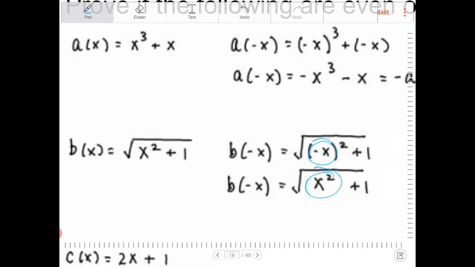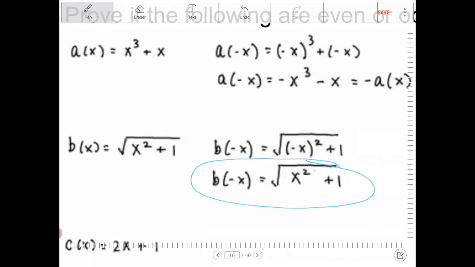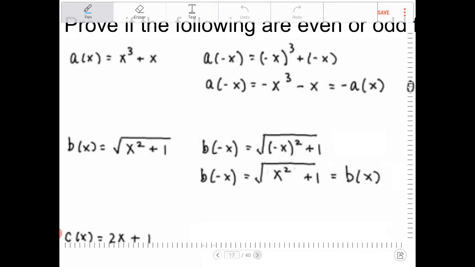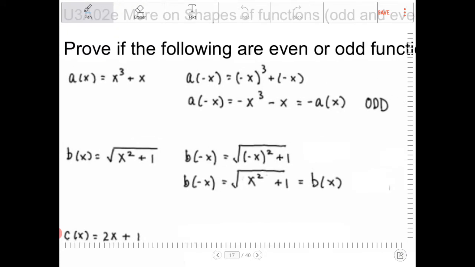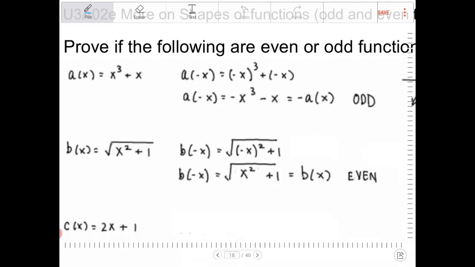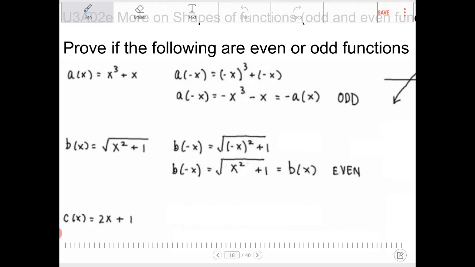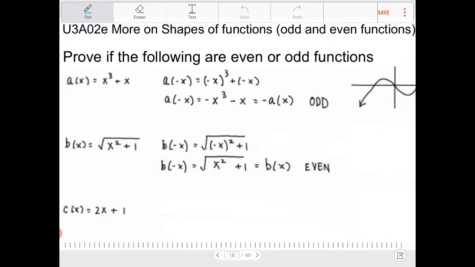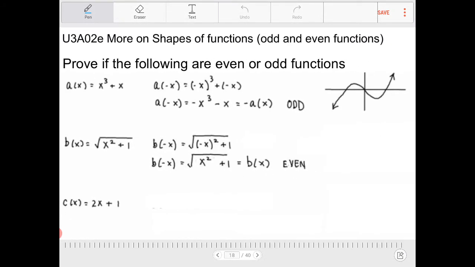And if you examine this function compared to the original, what do you see? You see that b of negative x is in fact the same as b of x. So what can we conclude about the function b of x? Well, the conclusion is b of x must be even. So what does that mean? The function is even, so therefore it will be symmetrical over the y-axis.